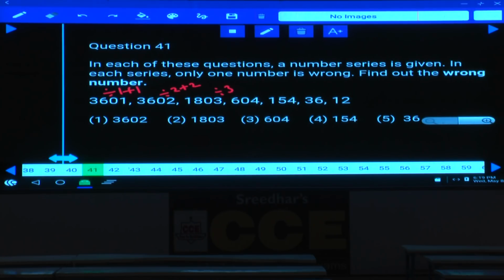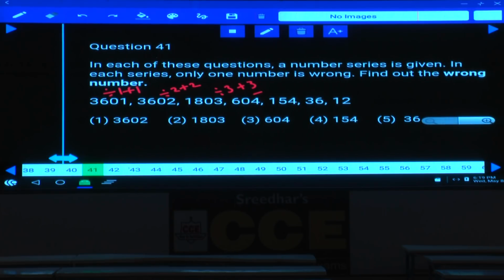Next one must be divided by 3. 1801 divided by 3 is 601, plus 3 is 604. And the next one it has to be divided by 4, plus 4. Divided by 4 is how much? 151 plus 4 is 155. Now what is the number here? 154 is the wrong number and 155 is the correct number. Done, choice 4 is the answer.